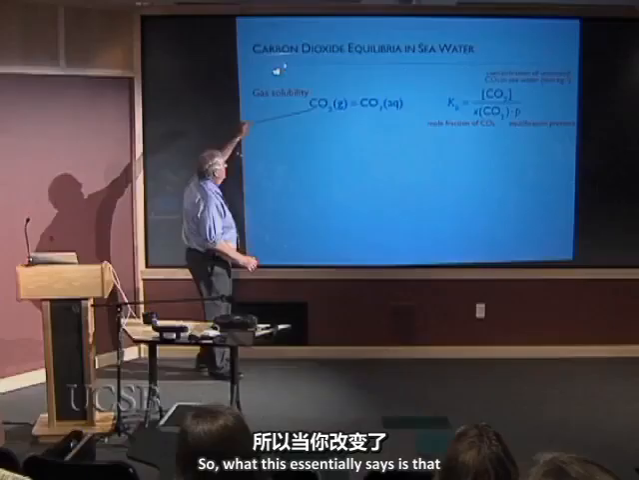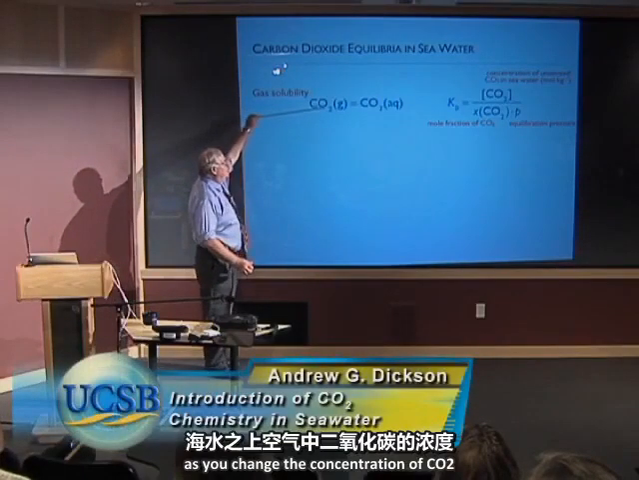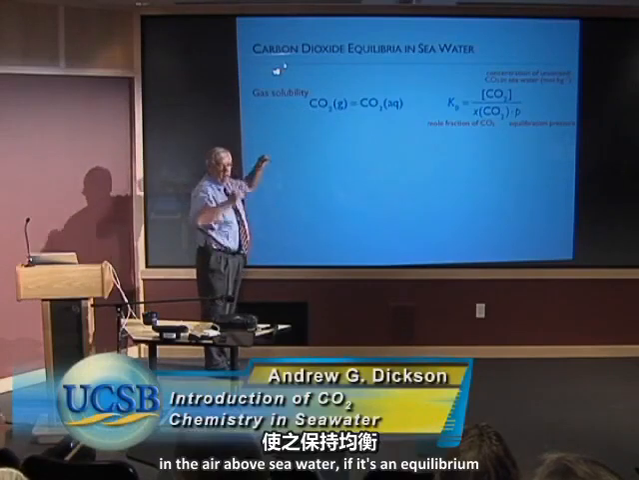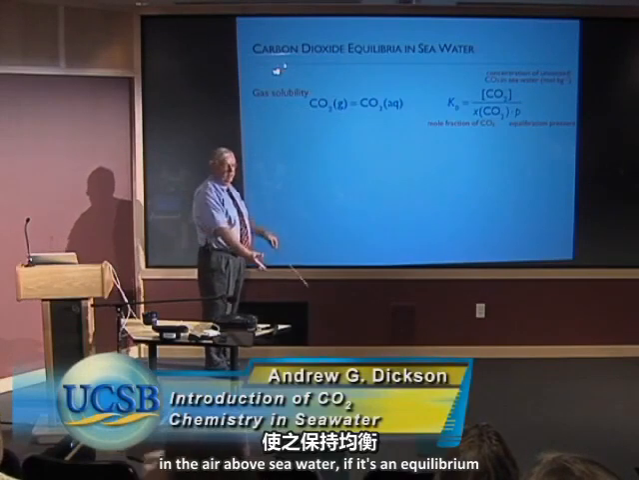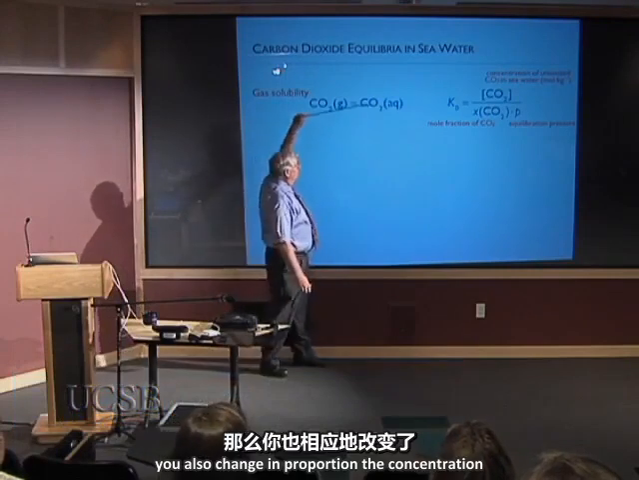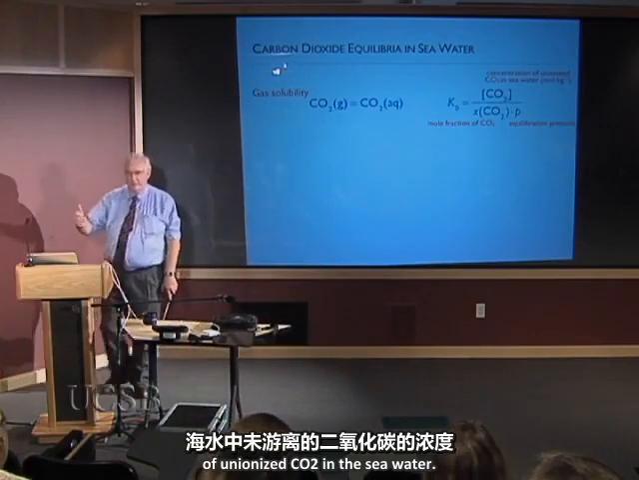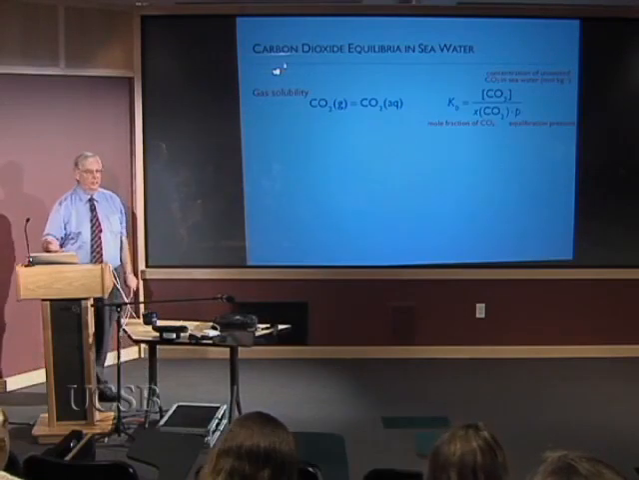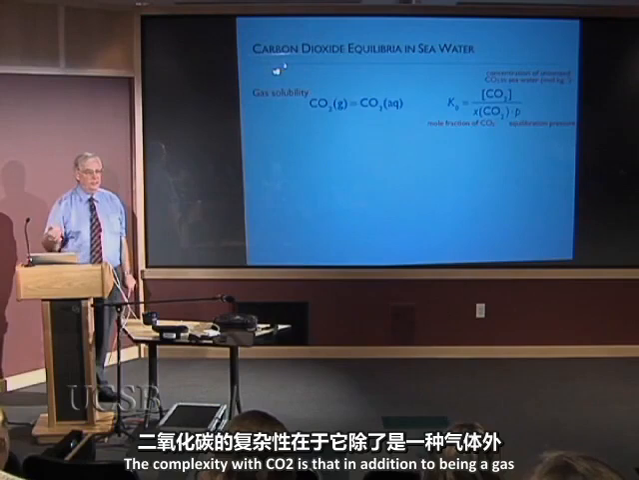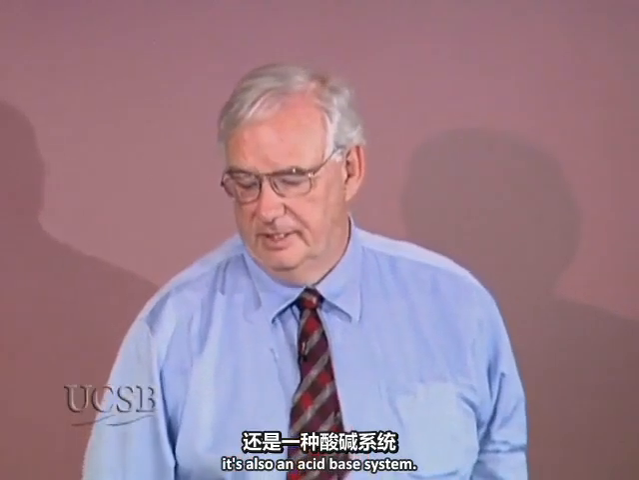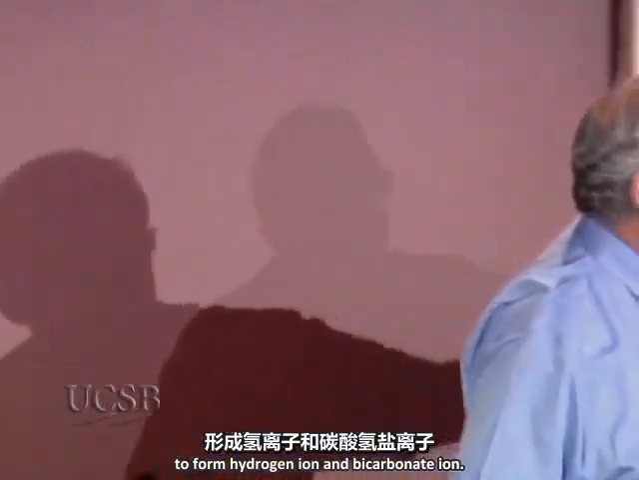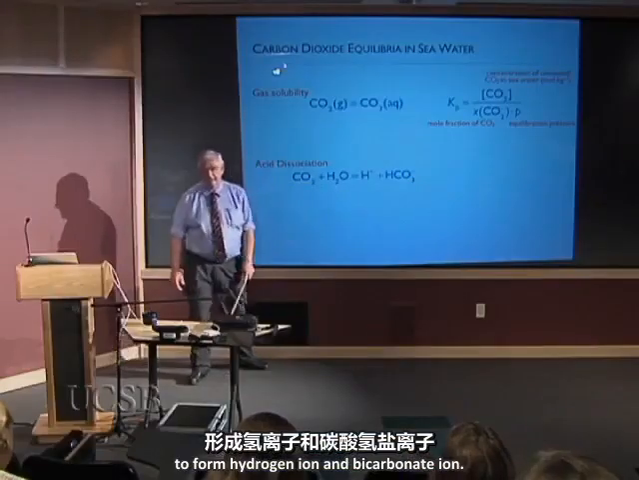So what this essentially says is that as you change the concentration of CO2 in the air above seawater, if it's at equilibrium, you also change in proportion the concentration of unionized CO2 in the seawater. The complexity with CO2 is that in addition to being a gas, it's also an acid-base system. And so the CO2 itself can dissociate, reacts with water to form hydrogen ion and bicarbonate ion.